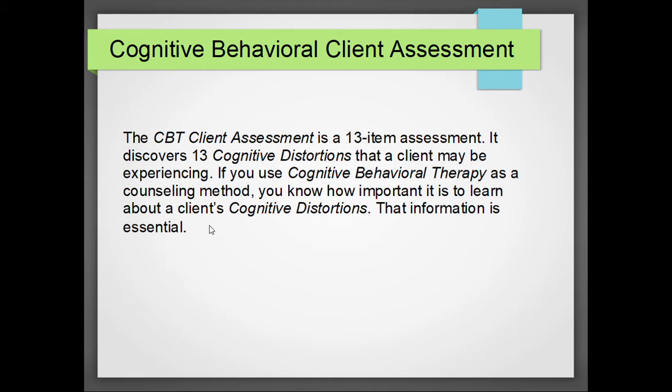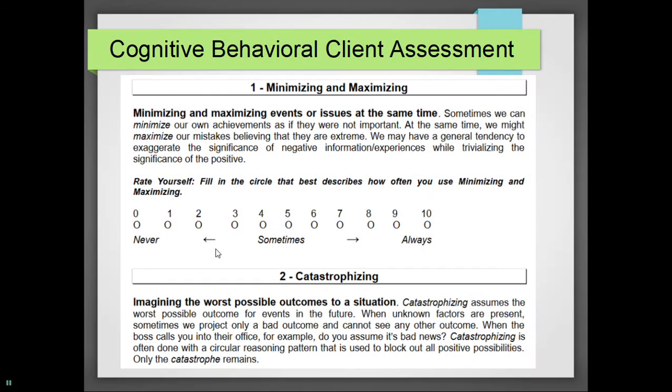If cognitive behavioral therapy is something you use, you know that discovering a person's cognitive distortions sometimes can be very hard, and it can be time-consuming to listen to what they're saying, to find the distortions. This 13-item assessment just pulls them right out for you. So this is what it looks like on paper. You can do it on screen, you can do it remotely, and you can do it on paper, as you see here. There are 13 of these.